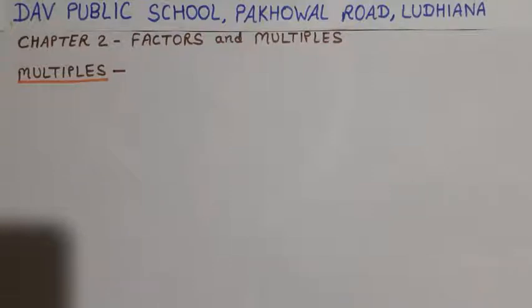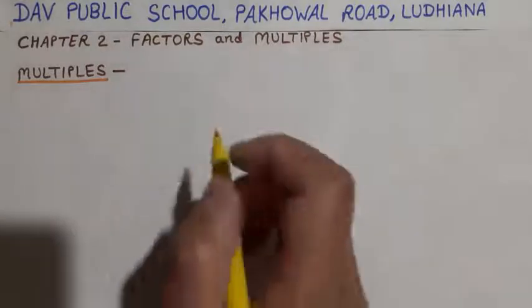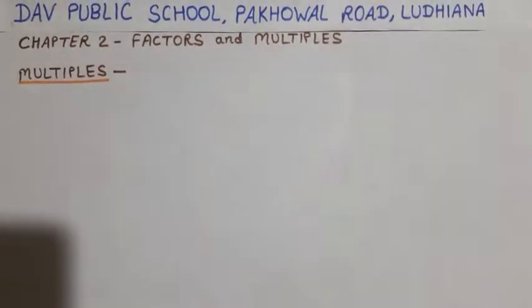As you know, we have completed chapter 1, that is natural numbers and whole numbers. Now let us move on to chapter number 2, factors and multiples. Let us recall some definitions first. First definition is multiples.